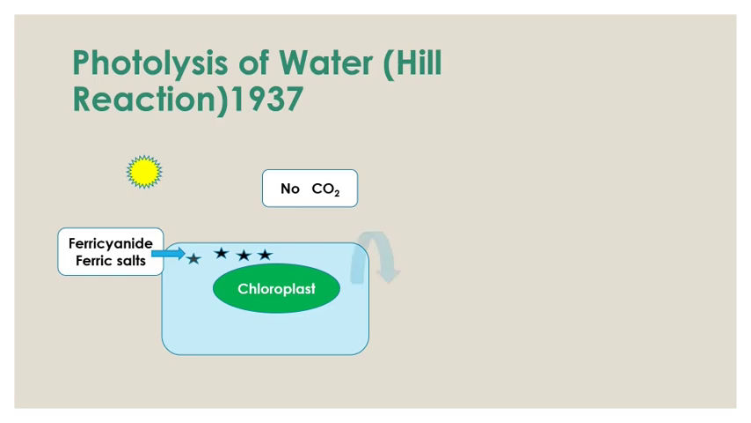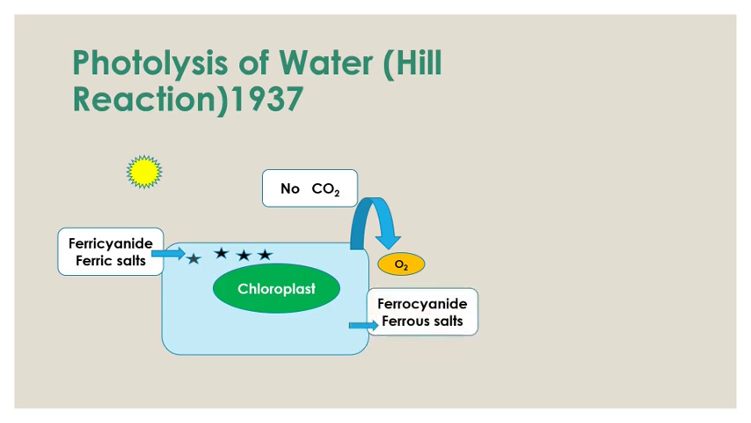At the end of the reaction, it was found that a lot of oxygen was evolved, and also ferric salts had converted to form ferrous salts. So what was the conclusion? What did he postulate from that? He saw that this water molecule might have split up to give electrons and oxygen gas, and these electrons are accepted by these ferric salts. Ferric salts are then converted into ferrocyanide, and oxygen is evolved.